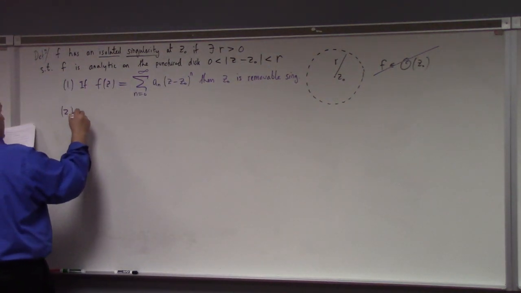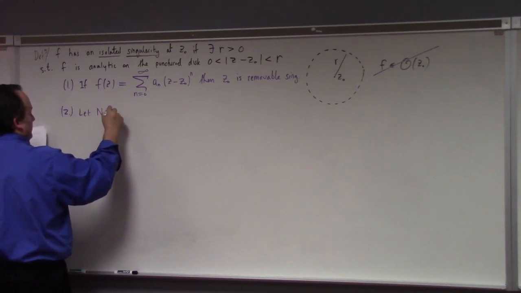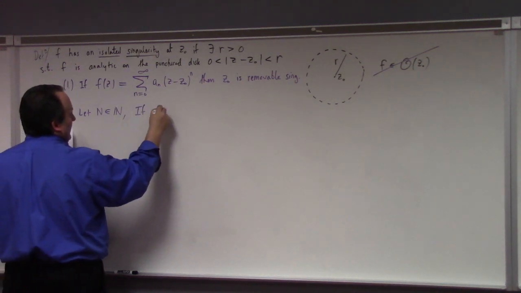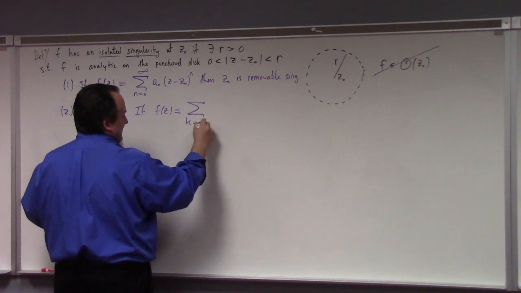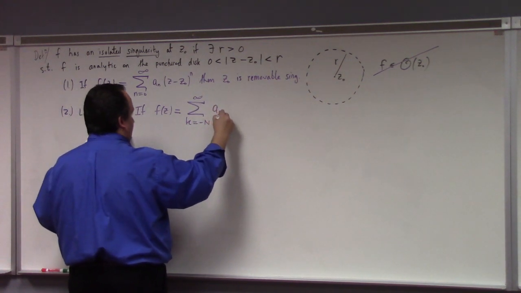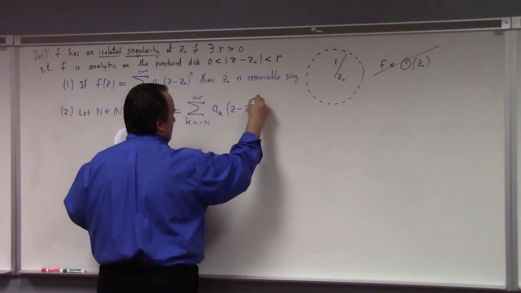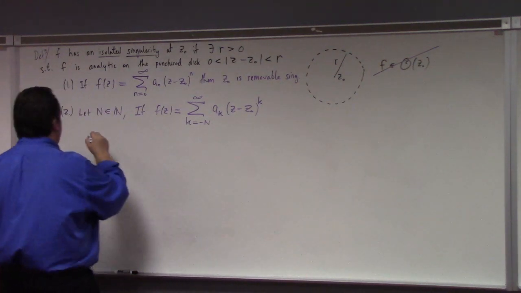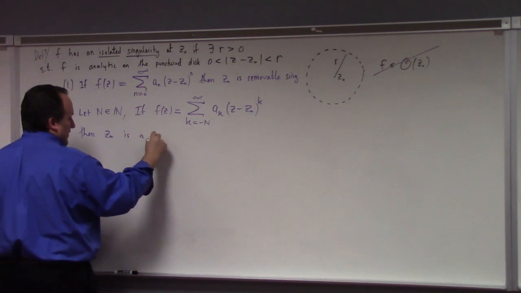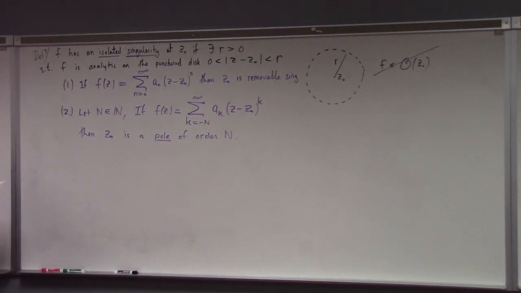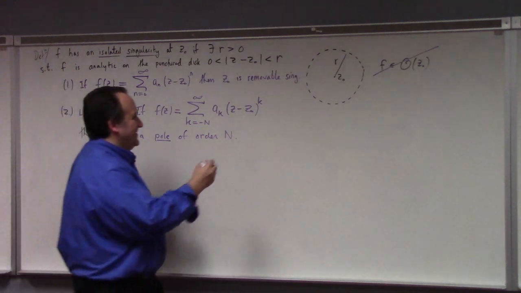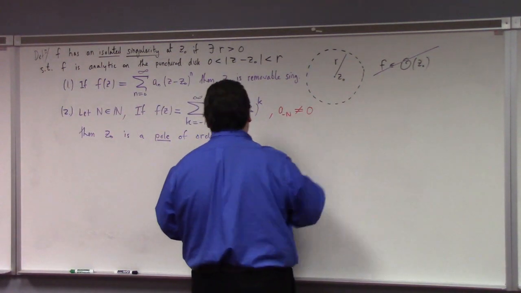Number 2, let big N be an element of the natural numbers. If f of z is equal to, I guess I'll use k now. I now know why I was using k. The sum from k equals minus N to infinity of a sub k times z minus z naught to the power k, then z naught is a pole of order N. Oh, there is a little bit more. I forgot a term and condition here. What do we need to know about a sub minus N? That's right, a sub minus N not equal to 0, right?